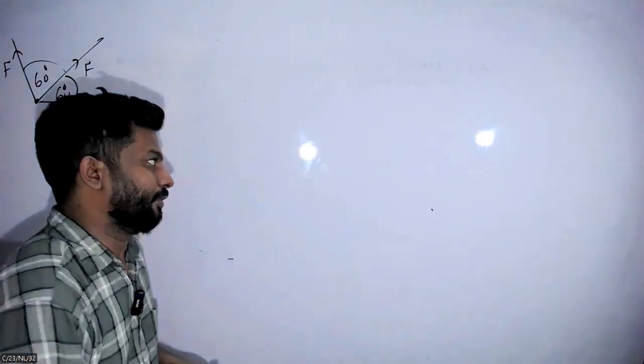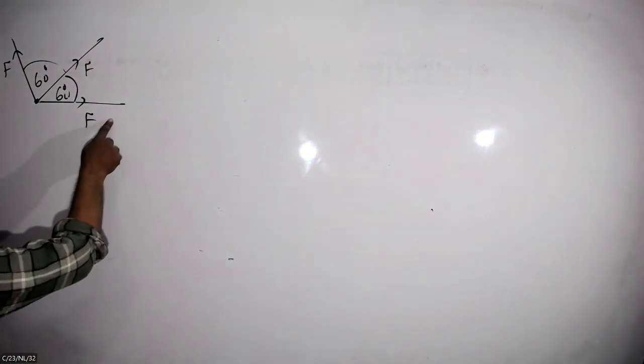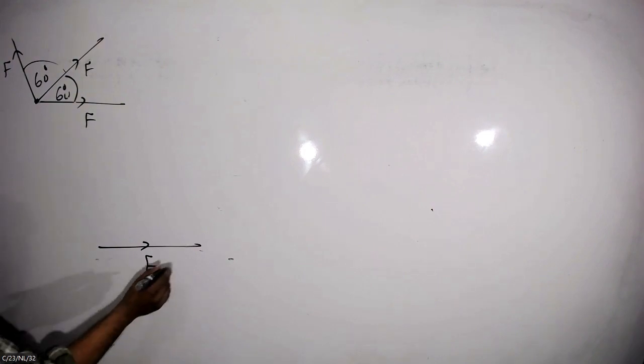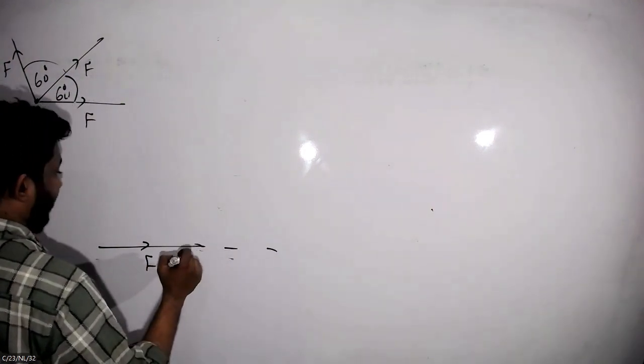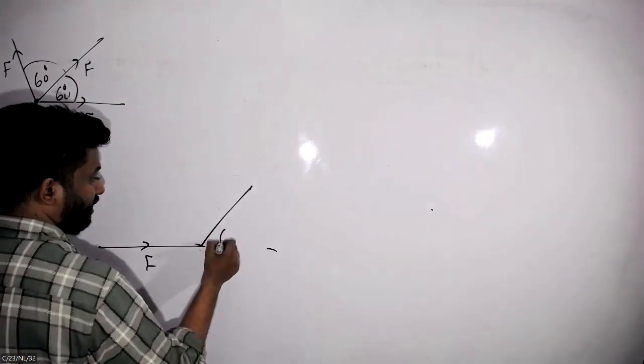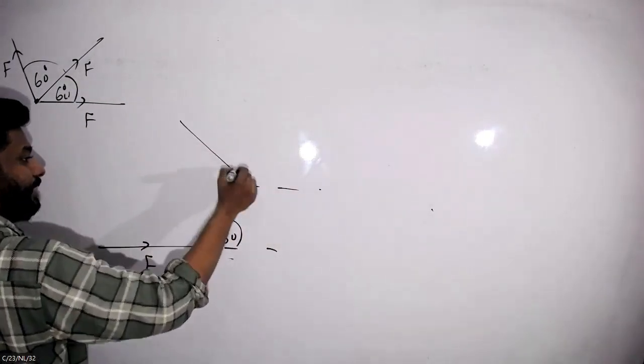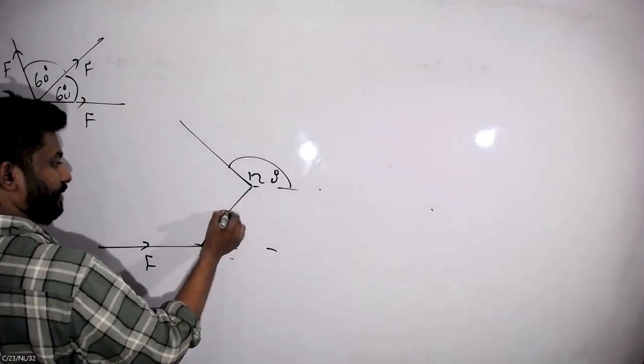apply the parallelogram law. Let's take this order. This one is the first vector, second vector and third vector. Right. This one we took as F. Then the second vector acting at an angle 60 degree with the horizontal. Then the third vector acting at an angle 120 degree with the horizontal.